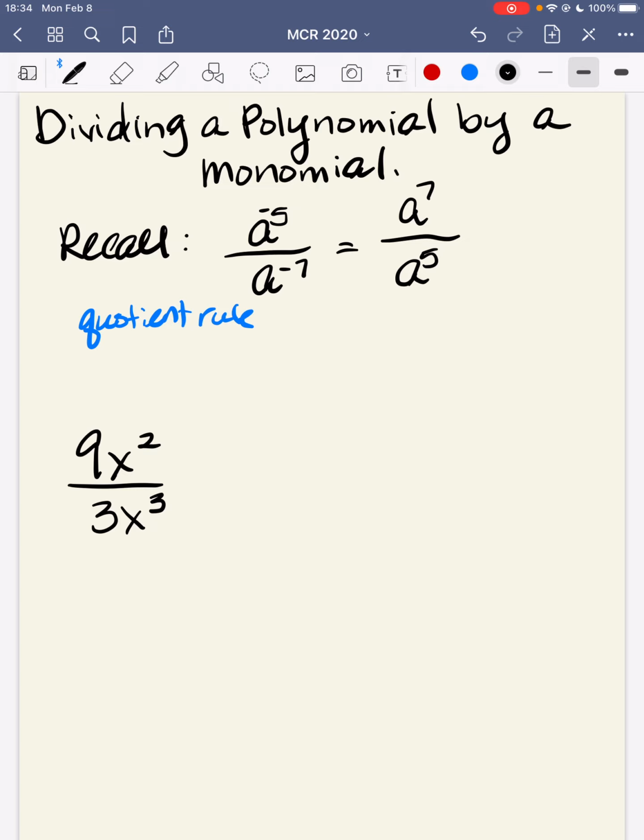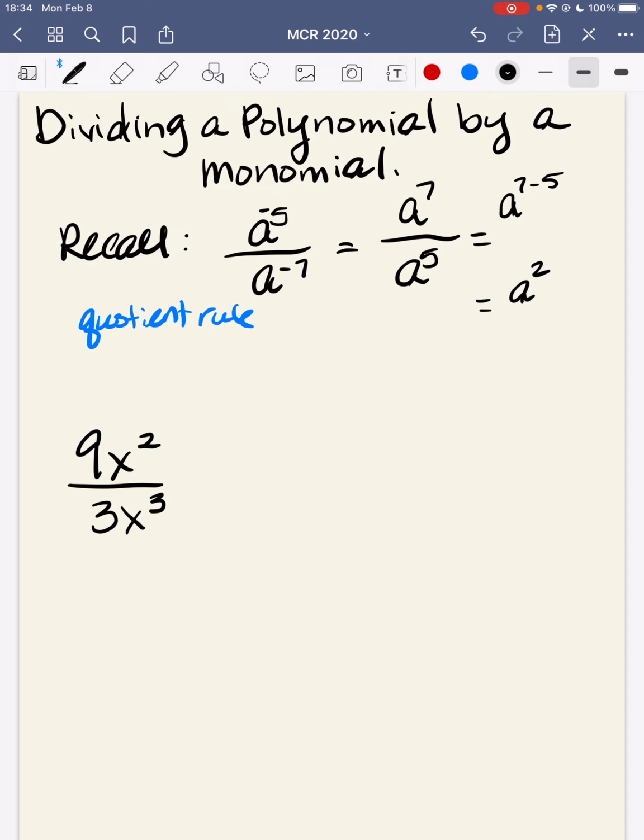In this case, I'm going to use the quotient rule. So I have a to the 7 minus 5. Remember, we're subtracting the exponents, which gives me a squared. I have actually just performed monomial division, a monomial by a monomial, and we've been doing that for a little bit.